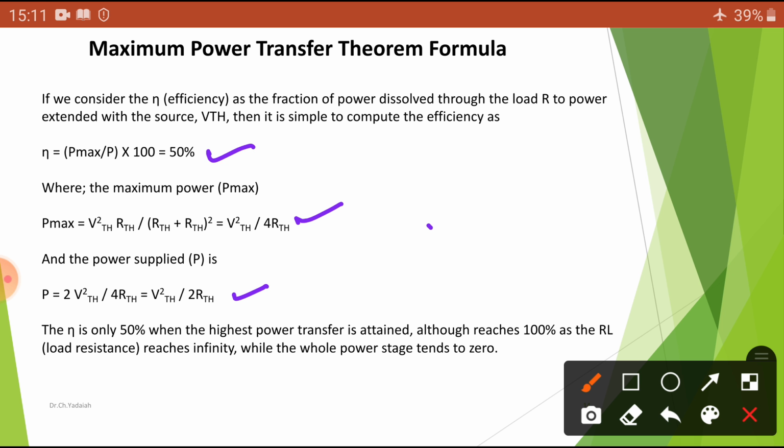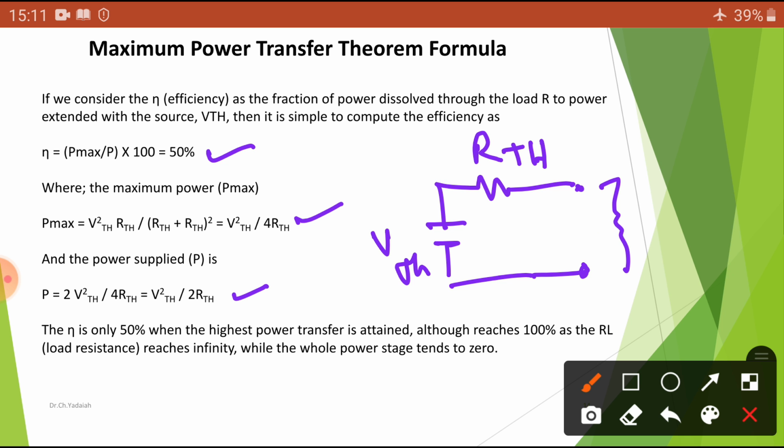Here we have assumed the resistance R Thevenin and the V Thevenin, and we transmit the power to the load RL. At that condition we do all these calculations. So the efficiency is only 50% when the highest power transfer is attained, although it reaches 100% as the load resistance RL reaches infinity. If the resistance is infinity, we get 100% efficiency, but it is not practicable, because the power tends to 0. This is one thing you have to remember. You may have some confusion about the power transfer theorem, but don't worry.